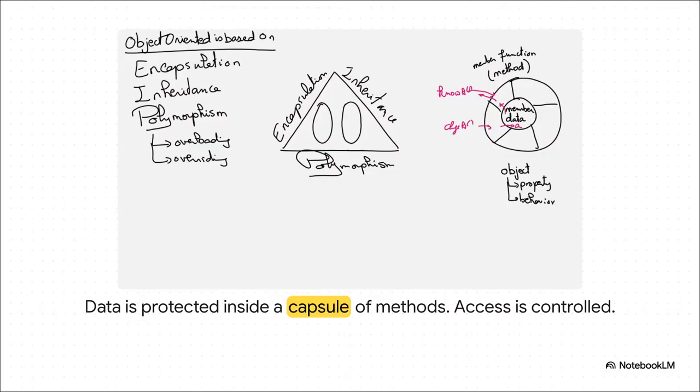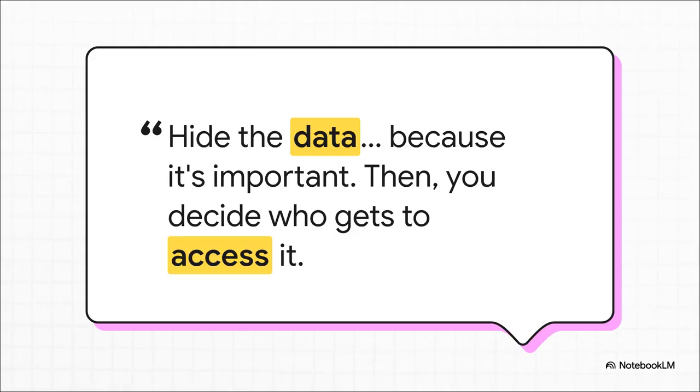The whole idea behind encapsulation is actually pretty simple, but it's so powerful. It says, your object's data is important, so you protect it. You hide it away inside this capsule of code. And the only way anyone can get to that data is by going through a specific set of methods that you, the creator, provide. This quote is basically the mantra of encapsulation.